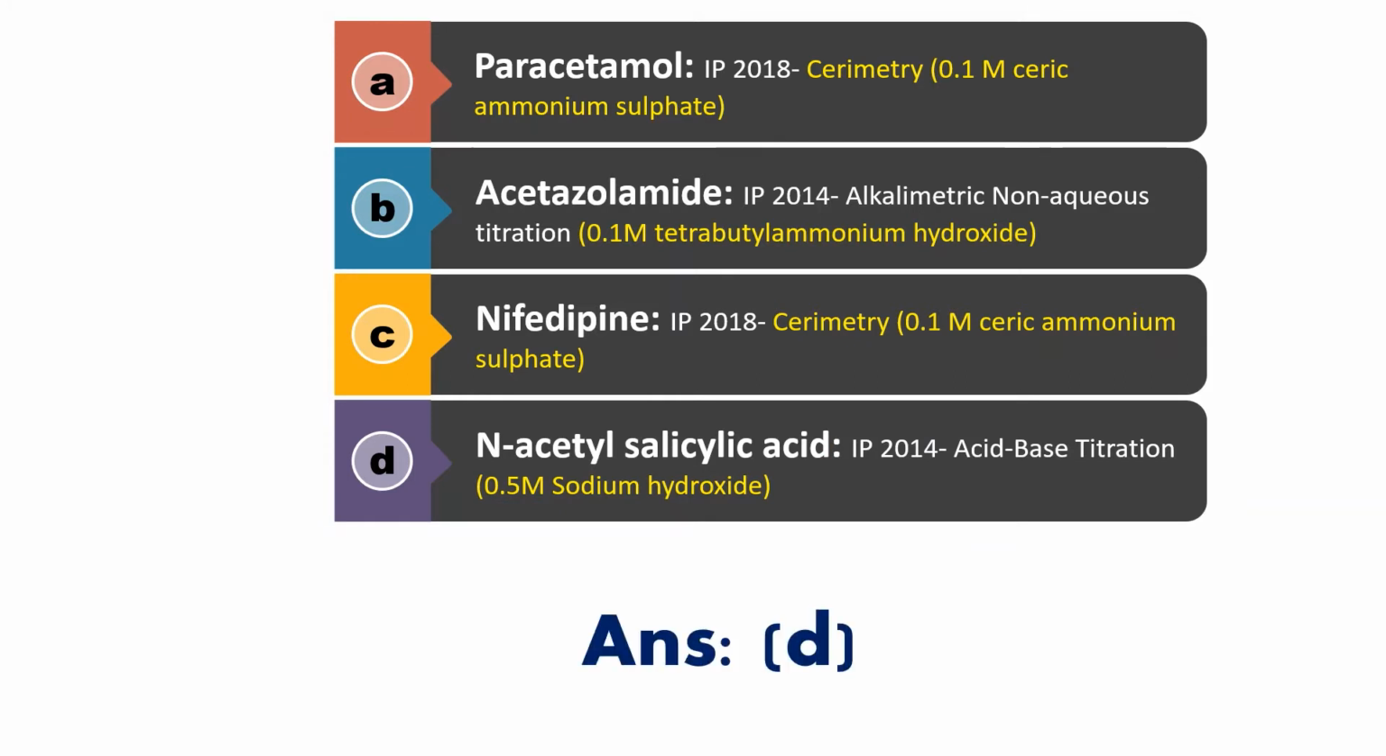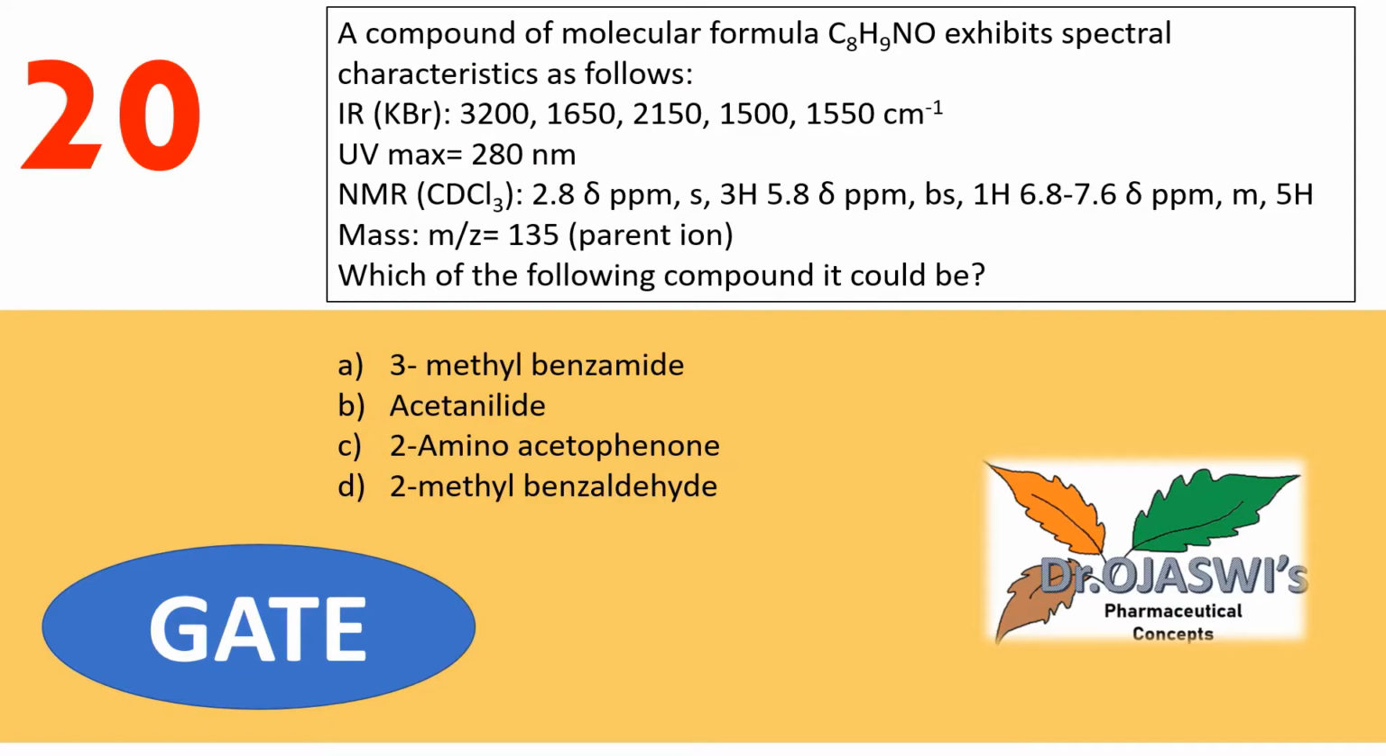Let us move ahead. A compound of molecular formula is given, and it exhibits spectral characteristics. So IR data is given to us, with all wave numbers in centimeter inverse. Lambda max of the drug is given as 280 nanometers, and then NMR data is provided. We have these delta values, the multiplicity is given, and then the number of hydrogens are also given. So this is one peak, second peak, and then third peak. Data of 3 peaks is given here.